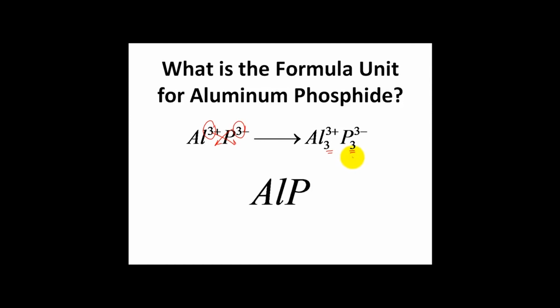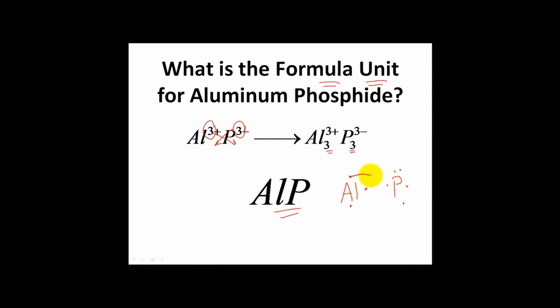So the whole goal of this lesson was to determine the formula unit, also known as the formula, using the crisscross method. And that is simply crossing the charges. I will give a little example of what we had done in the past. We had used a Lewis dot structure in order to determine the formula unit, and that is kind of what I'm doing over here.